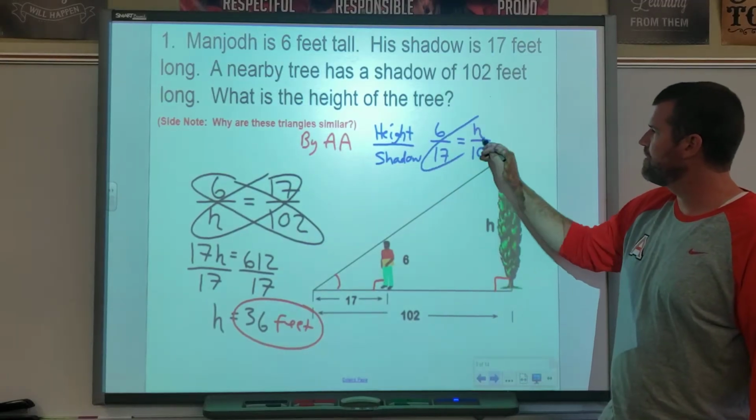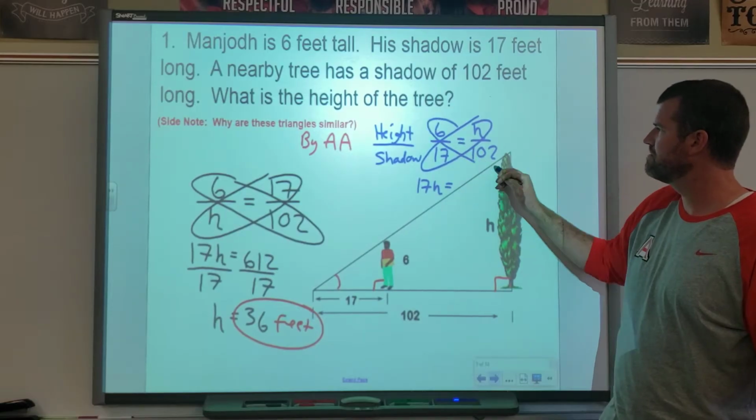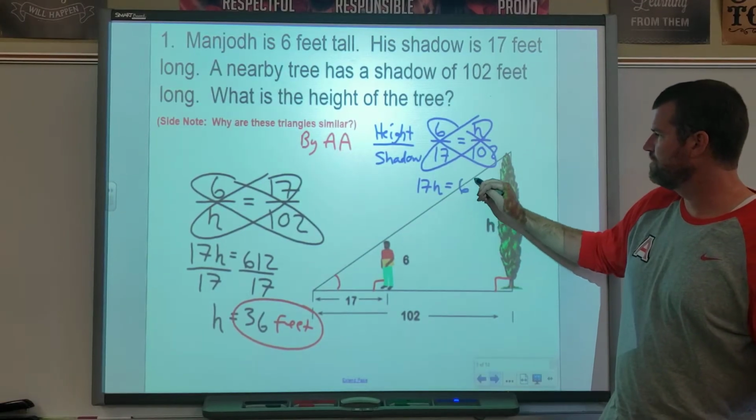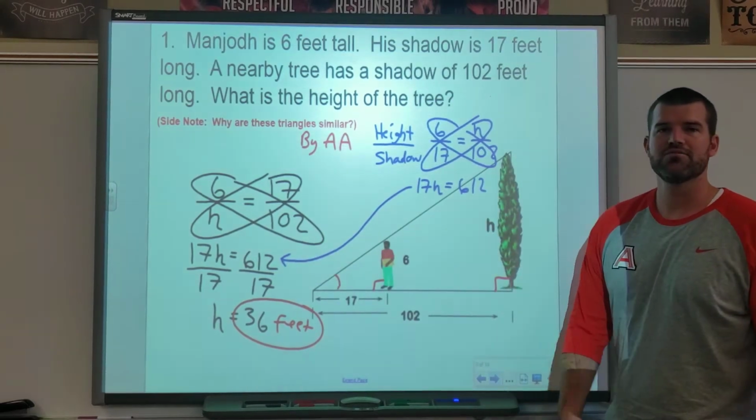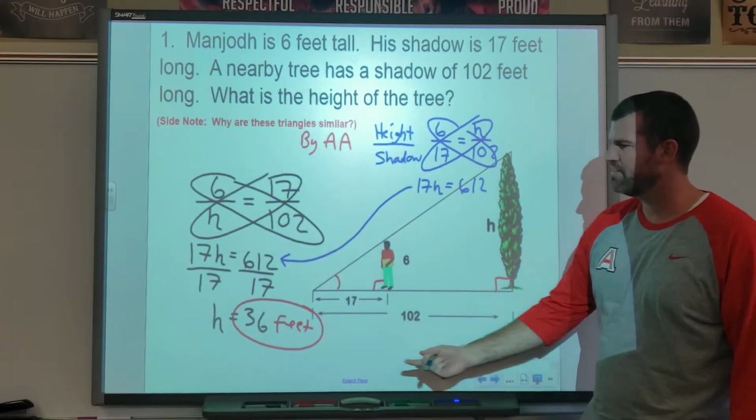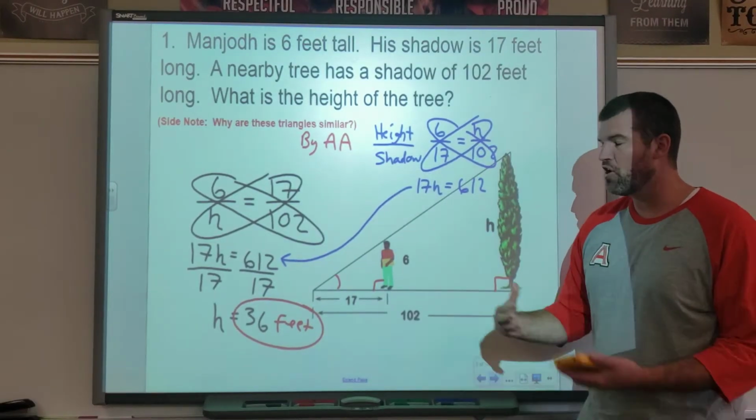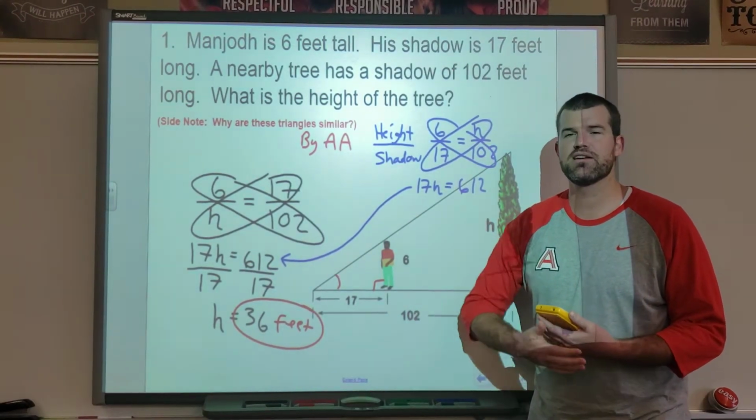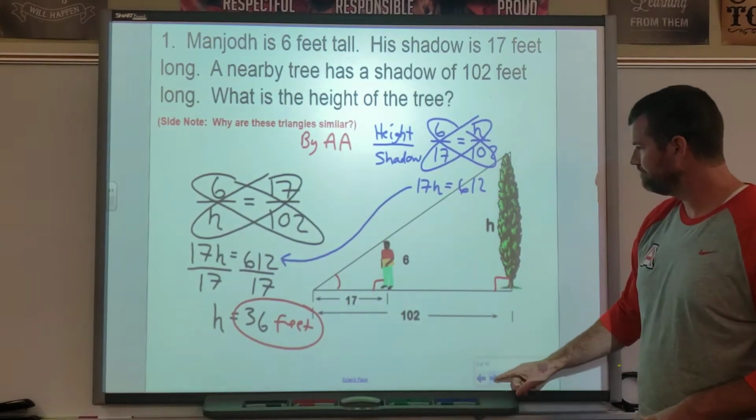But regardless of how I do it, I still get 17h equals 612, which is the exact same thing we got with our other setup. So I still get the final answer is 36 feet. I'll probably go back and forth showing the two different ways to set up proportions. Find whichever way works best for you.